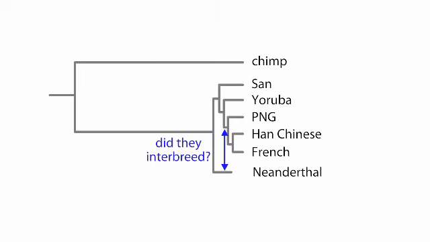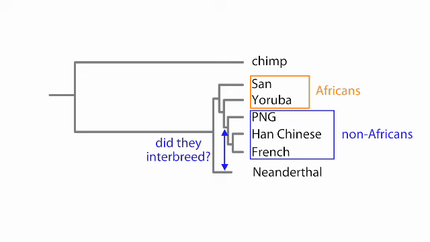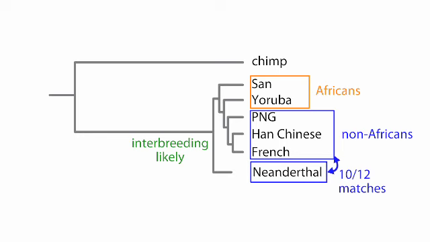Did they interbreed? To find out, investigators identified regions in contemporary human DNA in which non-Africans were different in sequence from Africans. For 10 out of the 12 of these regions, Neanderthals had the same sequences as the non-Africans. If there had been no interbreeding, non-African sequences would be no more similar to Neanderthal sequences than would be the African sequences. In fact, non-Africans were more similar to Neanderthals than could be expected by random chance. The conclusion is that interbreeding likely occurred, such that non-Africans inherited 1 to 4% of their genomes from Neanderthals.